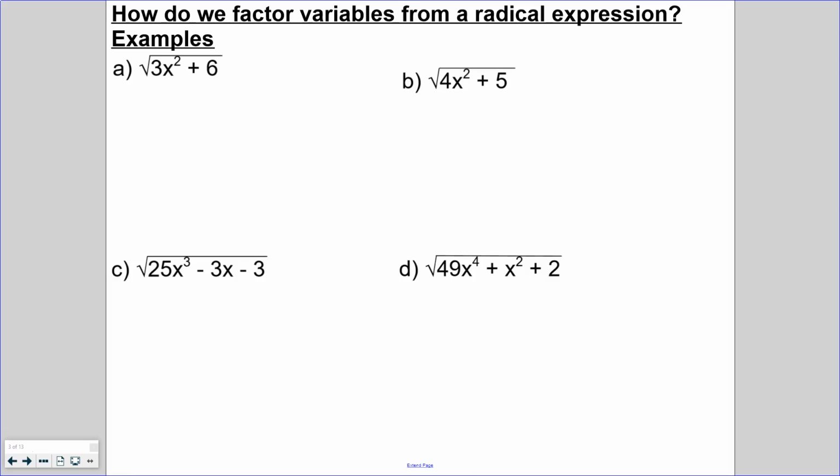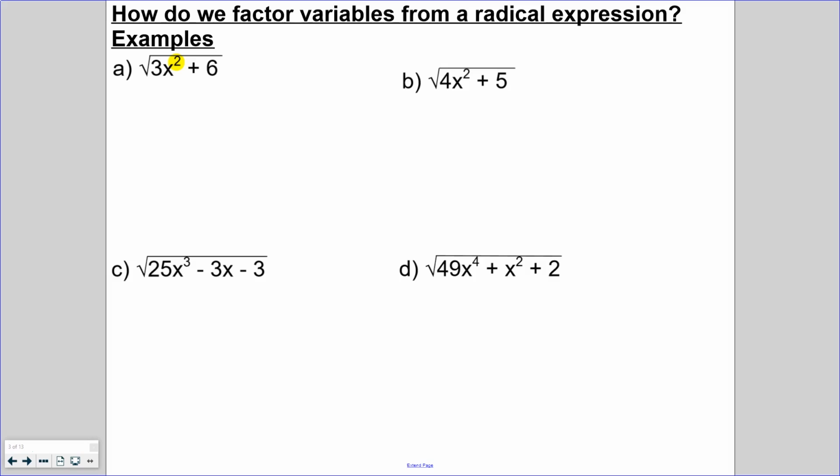To help uncomplicate that, we need to review some skills here, such as how do we factor variables from a radical expression. And we're going to take a look at this first example here. We want to take the square root of 3x squared plus 6. We want to factor out the highest degree variable that we can. So since we're dealing with a square root here, we want to look for, okay, what's the highest variable that has an even power that we can factor out?